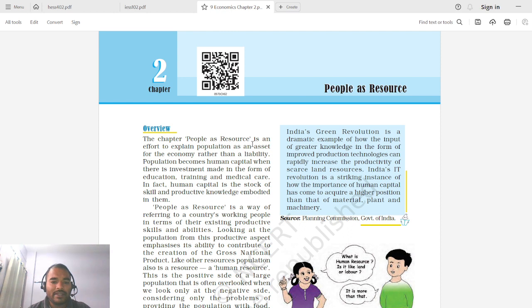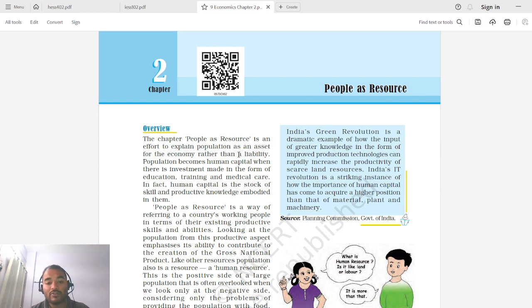The chapter People as Resource is an effort to explain population as an asset for the economy rather than liability. Population becomes human capital when there is investment made in the form of education, training, medical care. In fact, human capital is the stock of skill and productive knowledge embodied in them. So what it says is, for any country, the population can either be an asset or a liability.